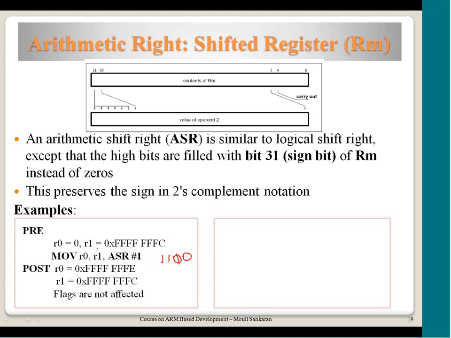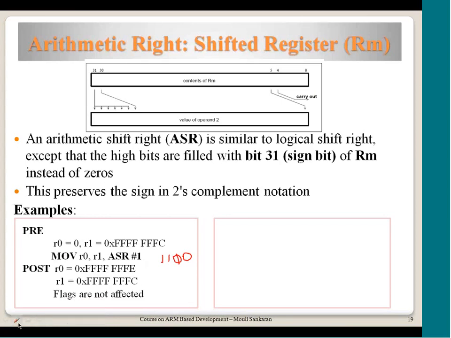Because why is it FF? Because it is doing a sign extension. So it is arithmetic shift, so it will be filling it with the ones. So you will get FFFFFFFE, and R1 you will see the same, and flags are not affected because there is no S. I hope you understand this. If you don't, please listen again.